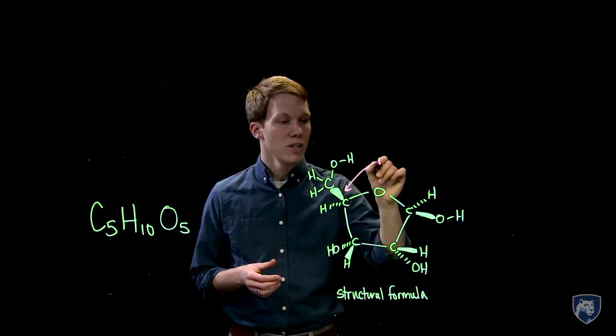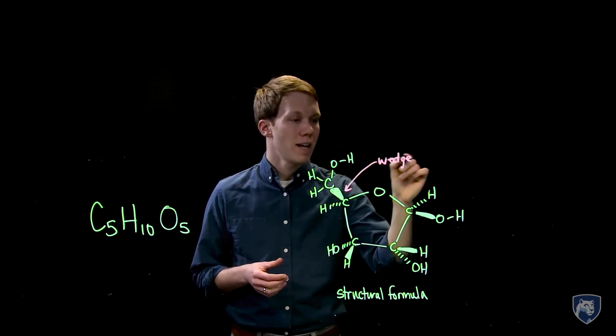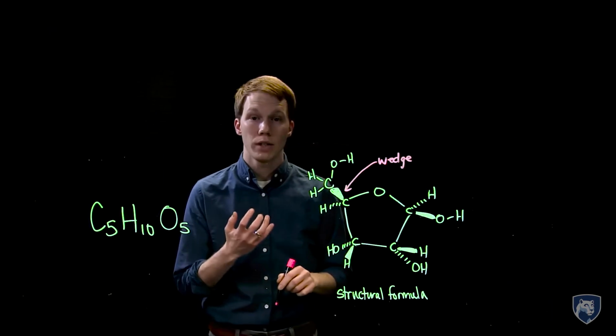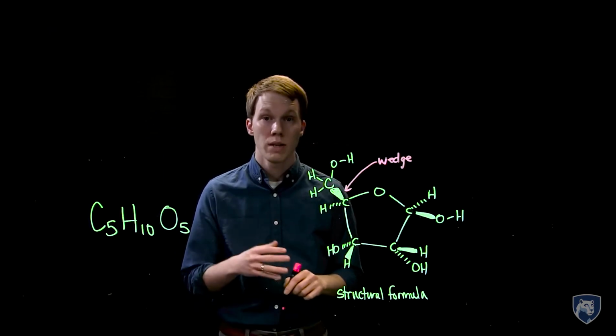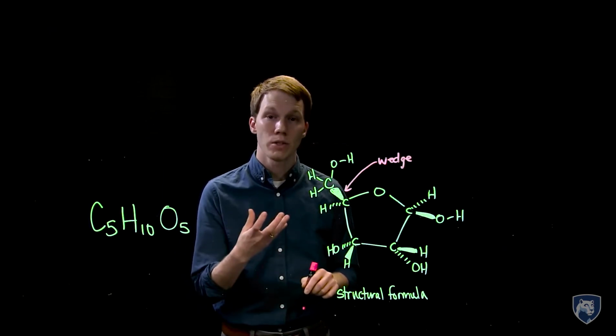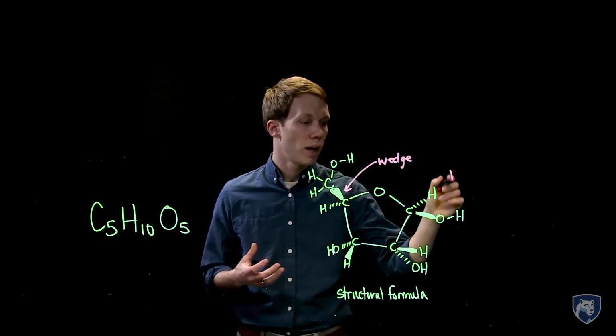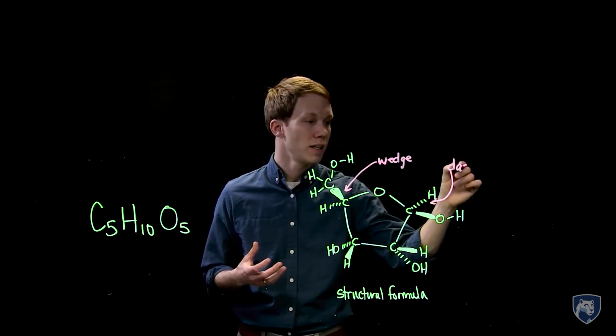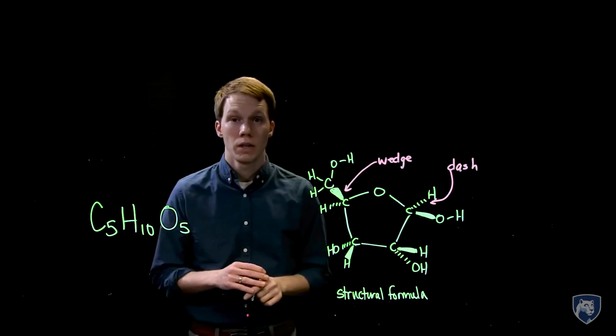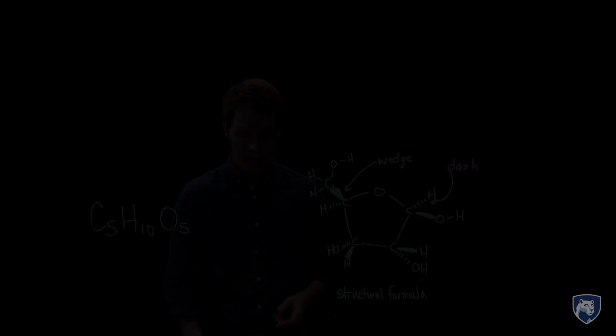information. This wedge is a way of representing a bond that is coming out of the plane of the board, screen, whatever you're looking at. So that is coming out towards you. The dashed bond, on the other hand, is going away from you or into the screen.